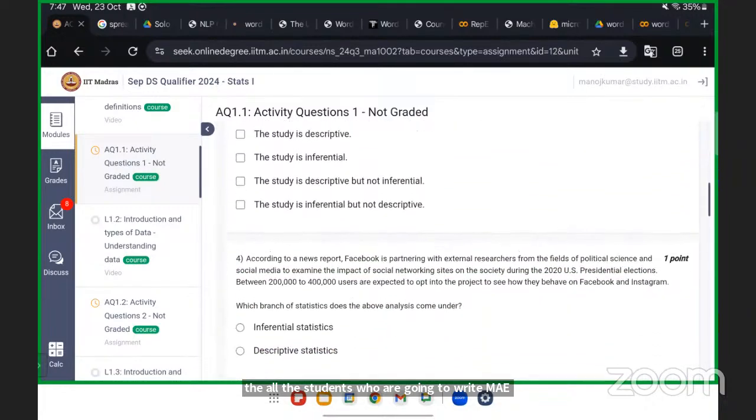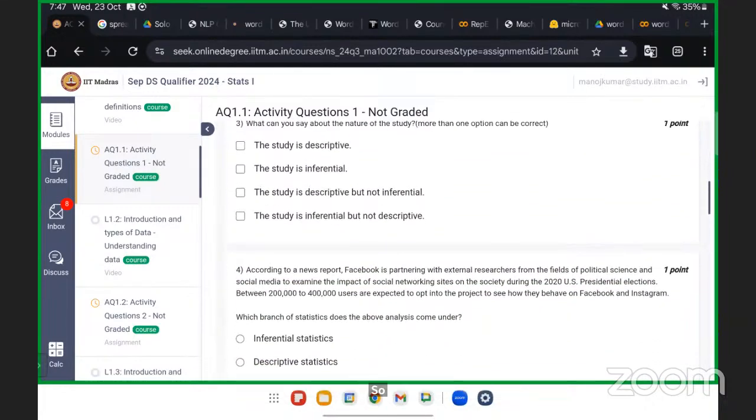So the options 3 and 4 are not valid. 3 and 4, yes, that is, the study is descriptive but not inferential.